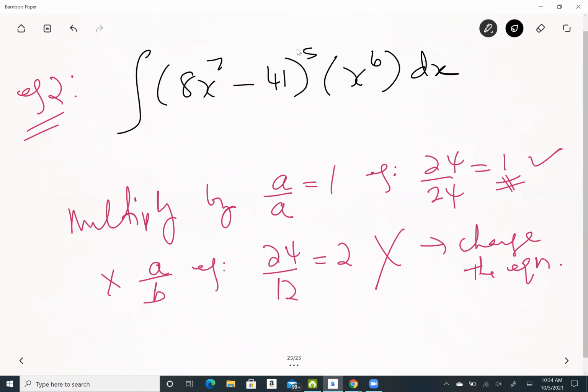So what you do, you let u be equal to the terms in the bracket, and then you find u prime. Okay, all right. So you compare the u prime that you get to what is given in the equation. Okay, what is u prime?